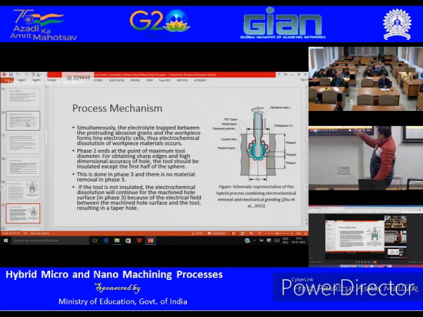So it says if the tool is not insulated, the electrochemical dissolution will continue on the top portion in phase 3, because the electric field is already there, and it will create some kind of taper hole. You don't want to do that. So this is the process mechanism we discussed in detail.